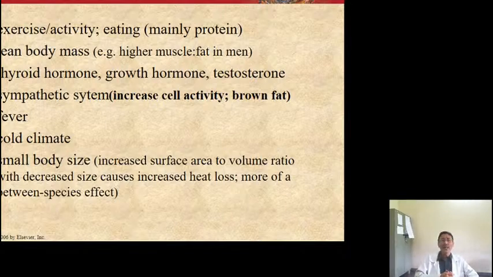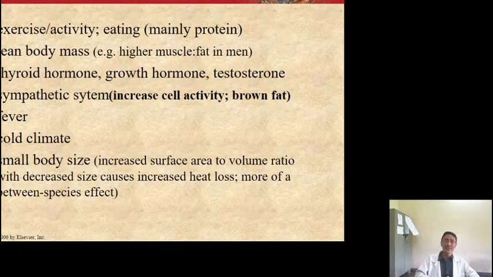Then growth hormone. A growth hormone is necessary for the basic level of BMR to happen. If there is no growth hormone, the BMR is reduced and the cellular processes are reduced. So basically 3 hormones, thyroid hormone, growth hormone, testosterone affect the body BMR.